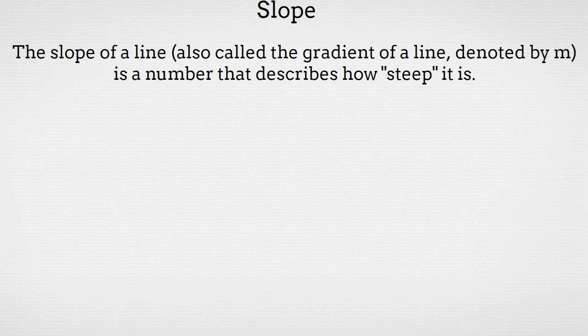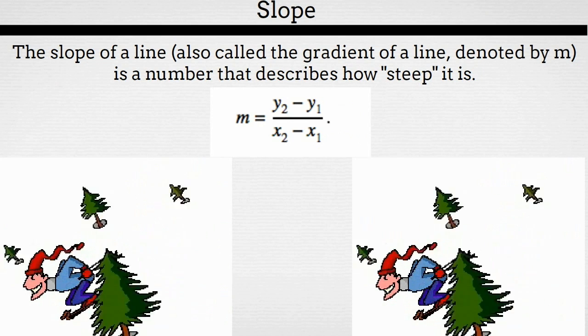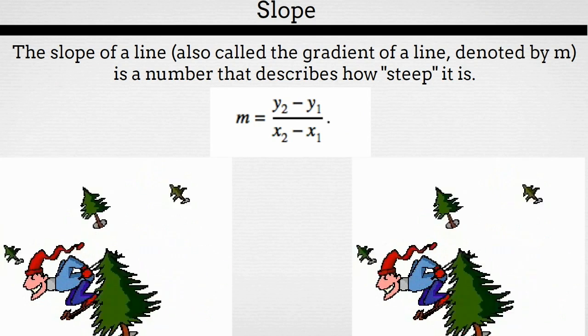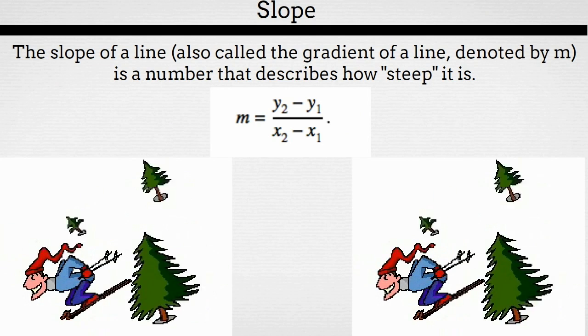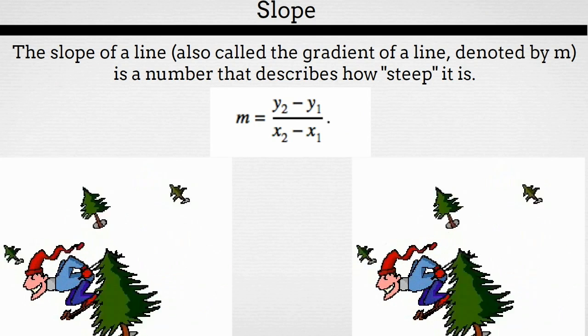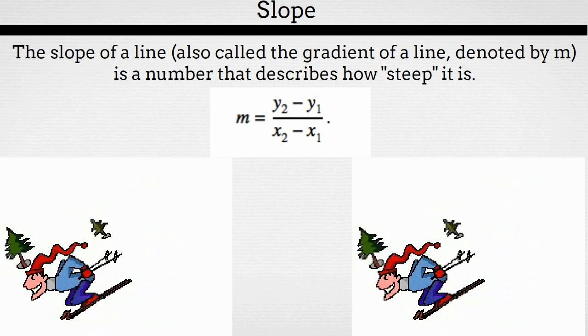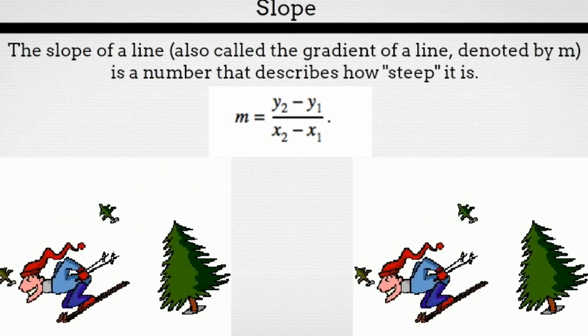Next comes slope. The slope of a line, also called the gradient of a line, denoted by m, is a number that describes how steep it is. And the formula to calculate the slope is m is equal to (y2 minus y1) over (x2 minus x1).